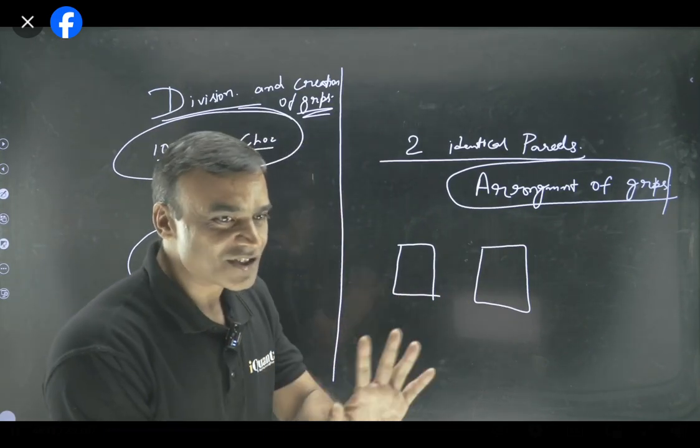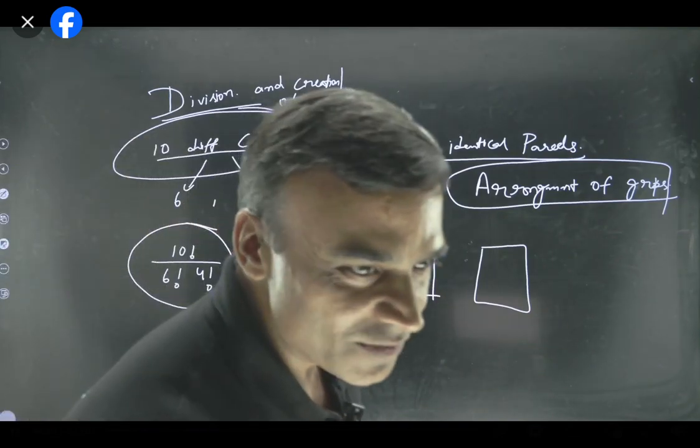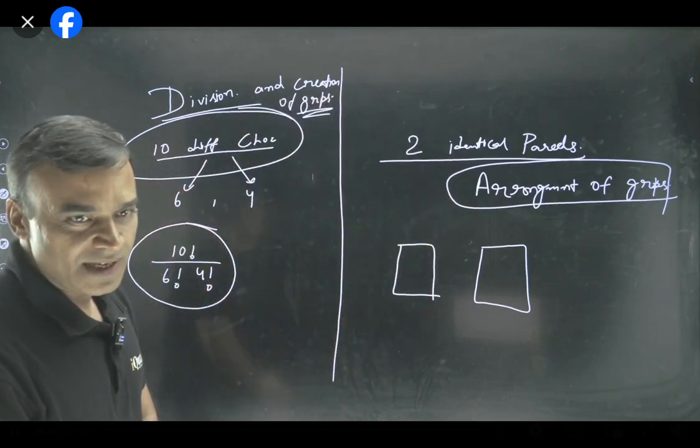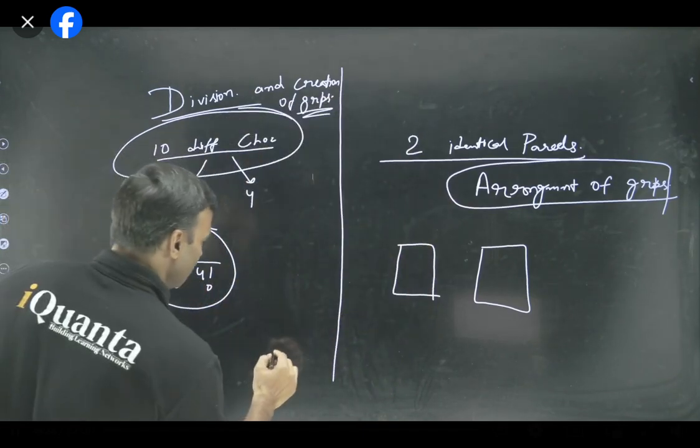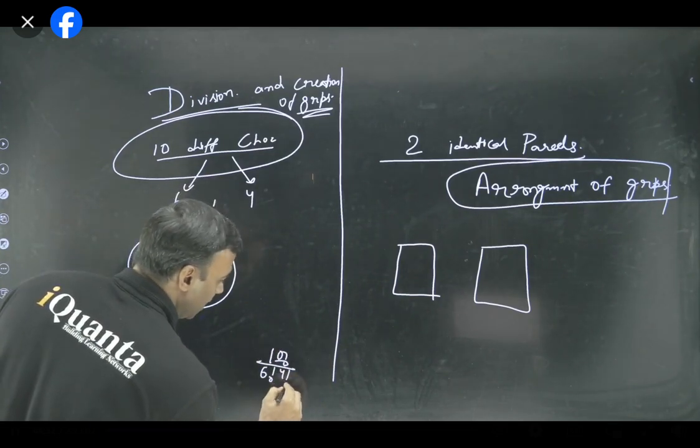One way, there is nothing extra here. इसमें कुछ extra 2 factorial नहीं होगा. Yes, 2 factorial नहीं होगा. Correct. So the answer of this question will be 10 factorial divide by 6 factorial, 4 factorial into 1.